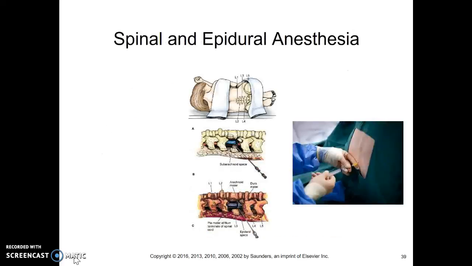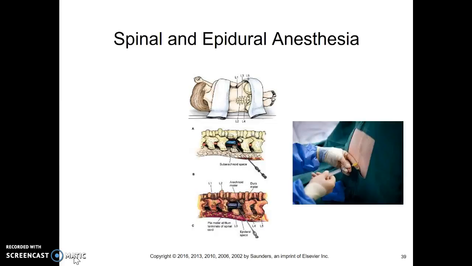These are just some pictures of spinal and epidural. You can kind of see where the needles are being inserted in the subarachnoid space, and where they're being done with the epidural is kind of between L2, 3, 4 in that area. On the top you see the lady laying on her back curled up in a ball, and that's a pretty common laying position for this to be done.